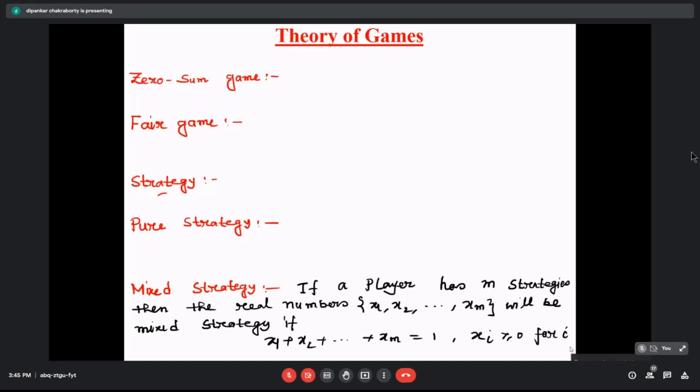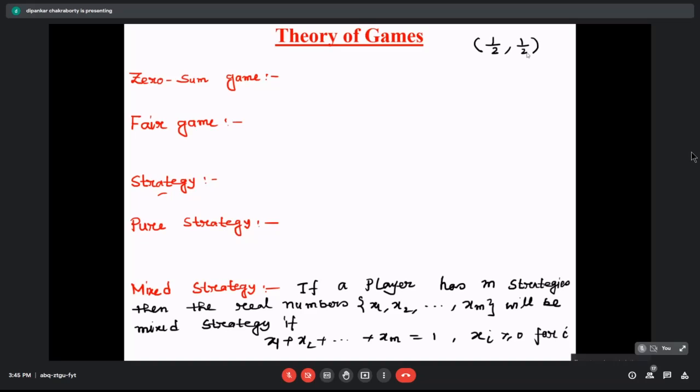That means if for a player I choose a strategy like 1/2, 1/2, then this can be a mixed strategy. It cannot be a pure strategy, because you can see that it is coming as half plus half, that is going to be 1.